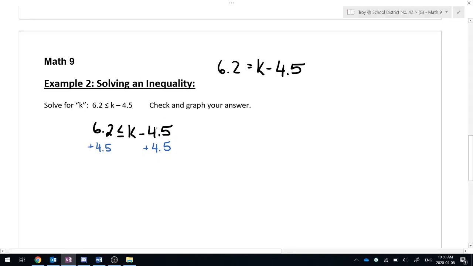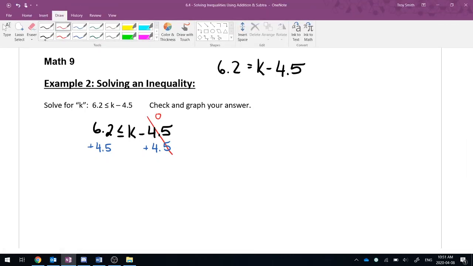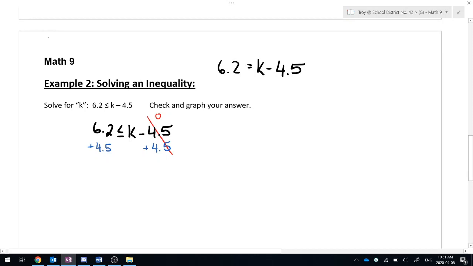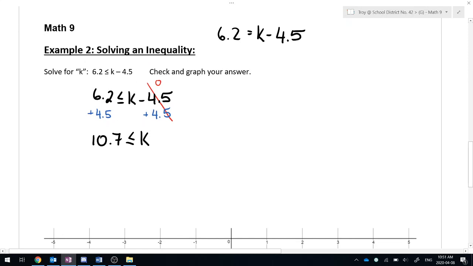The negative 4.5 and the positive 4.5 cancel out. So what we have on the left is 6.2 plus 4.5, so that's going to give us 10.7 less than or equal to k. All right, so basically that's our answer. We can switch it around if we're used to seeing the variable on the left. So if we want to, we can switch those. If you decide to do that, make sure you also switch your inequality sign. Okay, so you end up getting k is greater than or equal to 10.7.